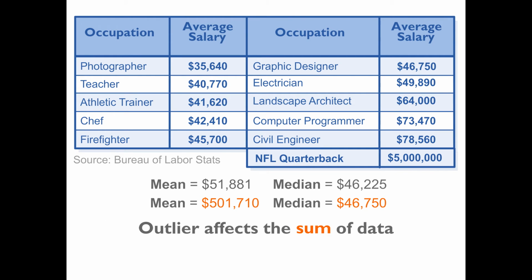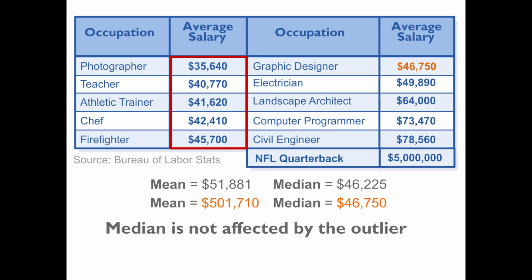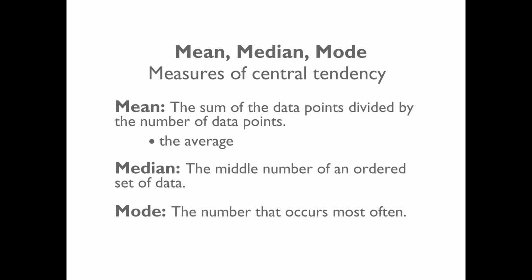An outlier will affect the sum of the data and can distort the mean, just as you saw when we added an NFL salary. The median, however, is not affected by the outlier since half of the data is above the median and half is below. Our median changed because we added another data point, not because the data point was an outlier. Understanding your data will help you know which measure of central tendency, mean, median, or mode, is most appropriate.